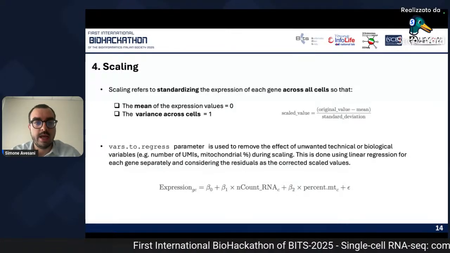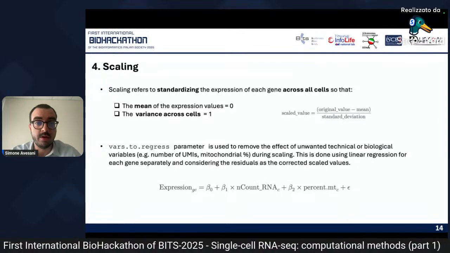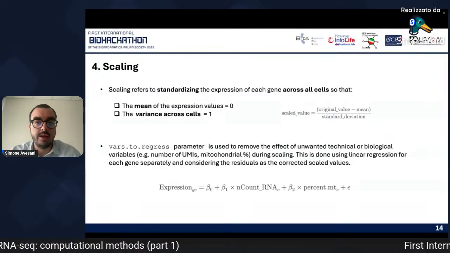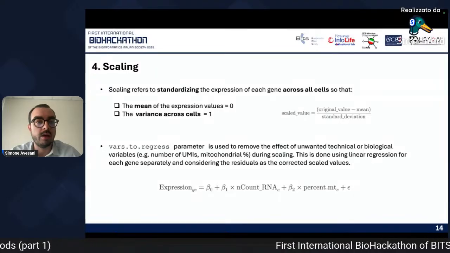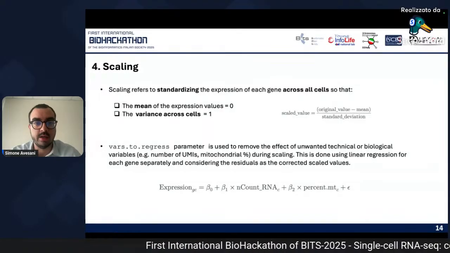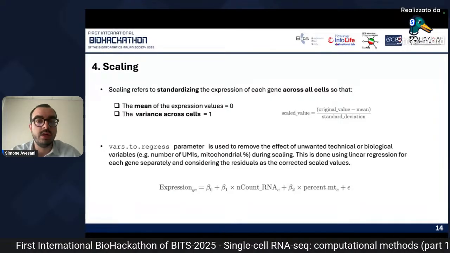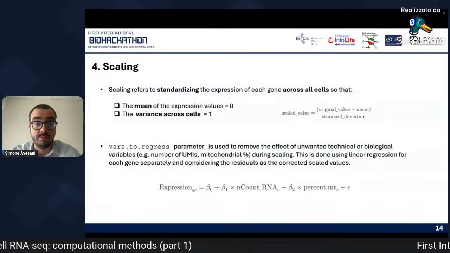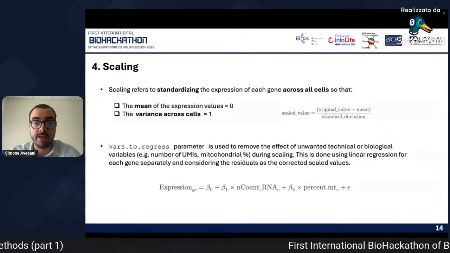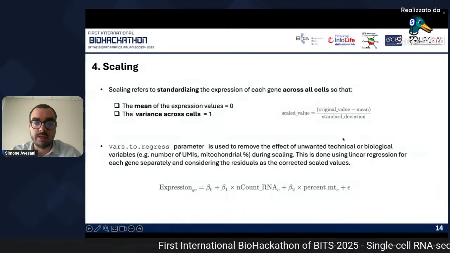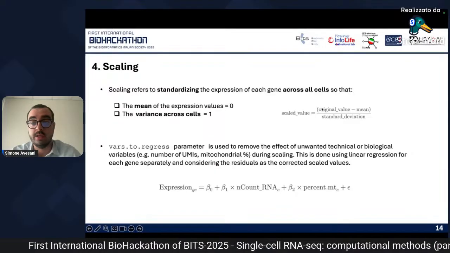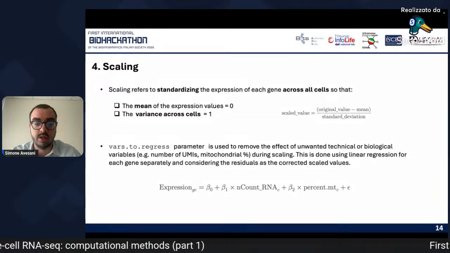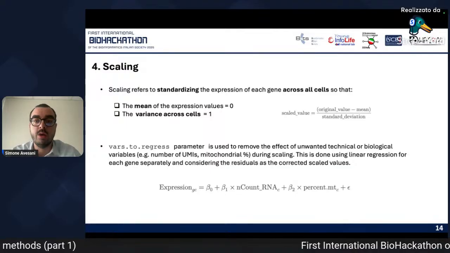It's called scaling. And this is a very important step for the steps that we will see next in the analysis. And during this scaling procedure, basically what we do is to scale our genes expression level across cells. So in this way, at the end of the scaling, each gene will have across the cells a mean expression value equal to 0 and a variance equal to 1. So to scale our genes, basically we take the original expression value of our gene in a cell, we remove the average expression value of that gene across all the cells, and then we divide it by the standard deviation.